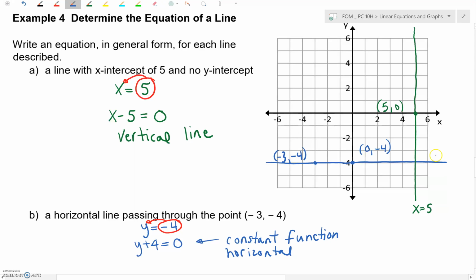Okay, and we will label our line y equals -4, and if you like, of course, you can label it as y plus 4 equals 0. Either one is fine with me. Okay, so this concludes this example.